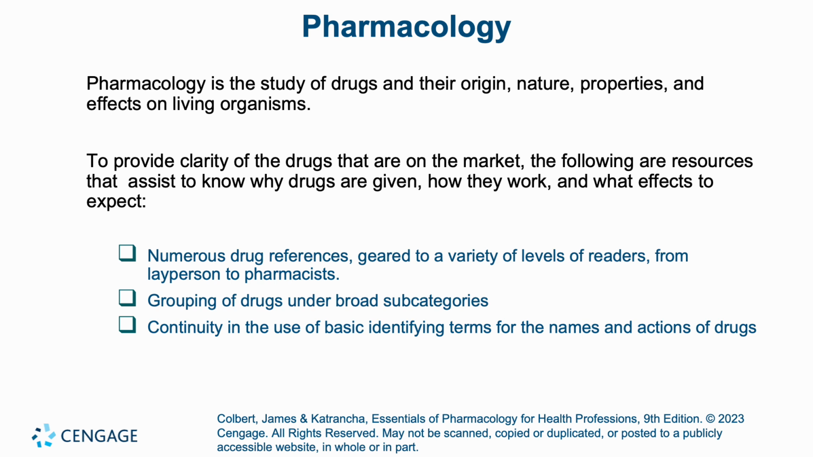Another resource we can use is the grouping of drugs under broad subcategories, i.e. analgesics. So analgesics are pain-relieving medications. And so if you are trying to figure out the general properties of what something is supposed to do, if it's under that broad subcategory, you can assume it's going to relieve pain. That's the intention. Now, we're not going to get into specifics on that subcategory, but at least it gives you a broad overview. And then another thing is continuity in the use of basic identifying terms for the names and actions of drugs, meaning that we are using consistent terminology to make it as clear as possible for the consumer.